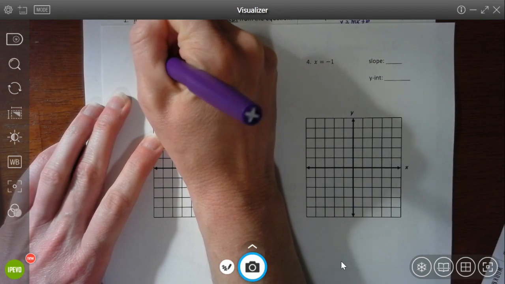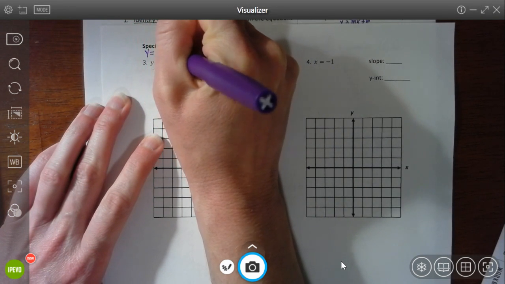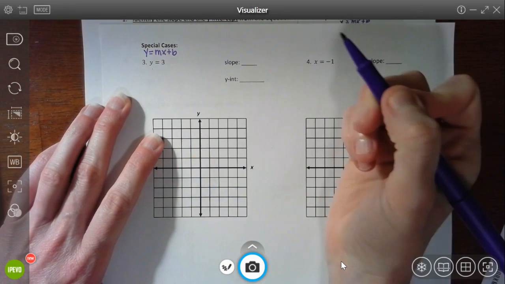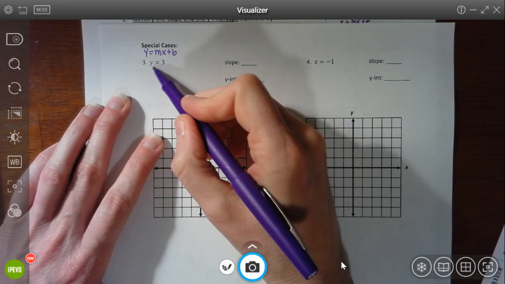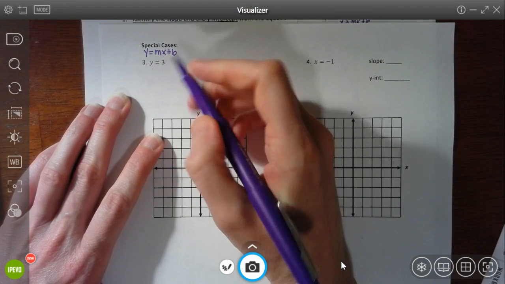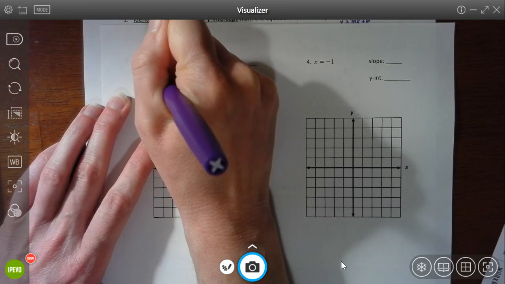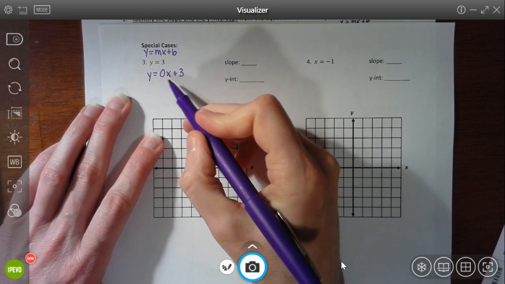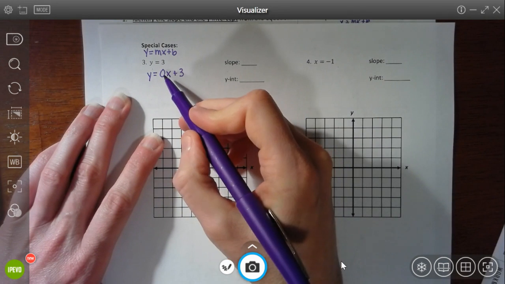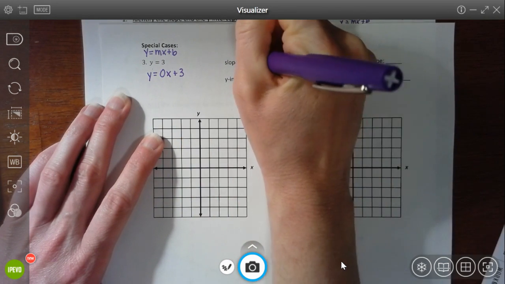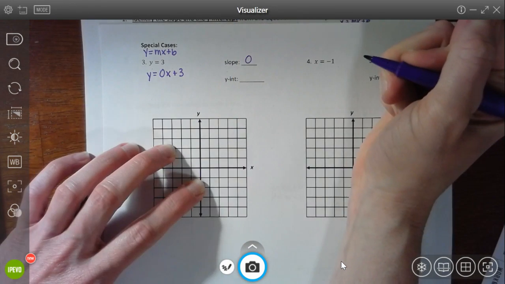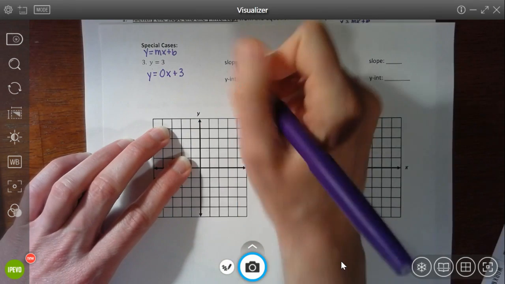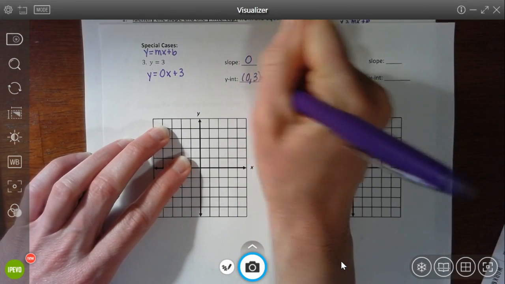Now, if we think about our formula, it's y equals mx plus b. So we're supposed to have some value of x to find our slope. But if we look at this equation, we have y equals 3, we have no x. So we can really think of this as y equals 0x plus 3. Because if I have no x, then I had 0 x's. So that means my slope in this case would be 0. And then our y-intercept would be that +3. So my y-intercept would be (0, 3).